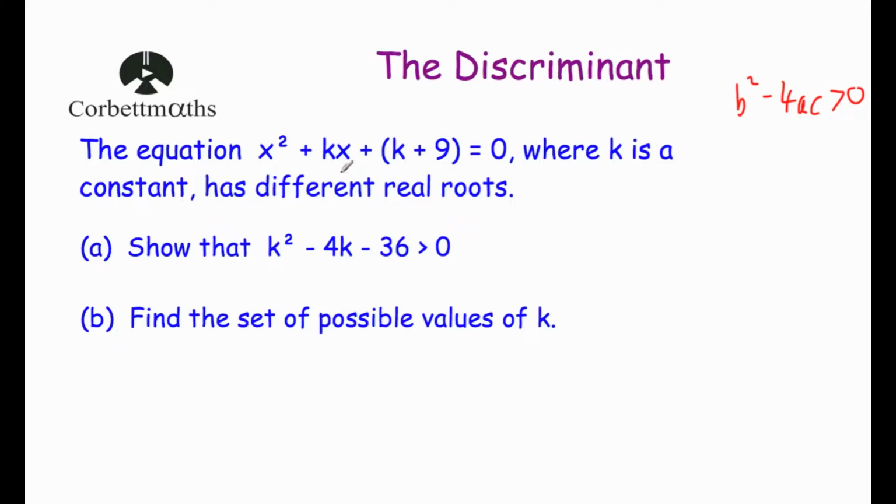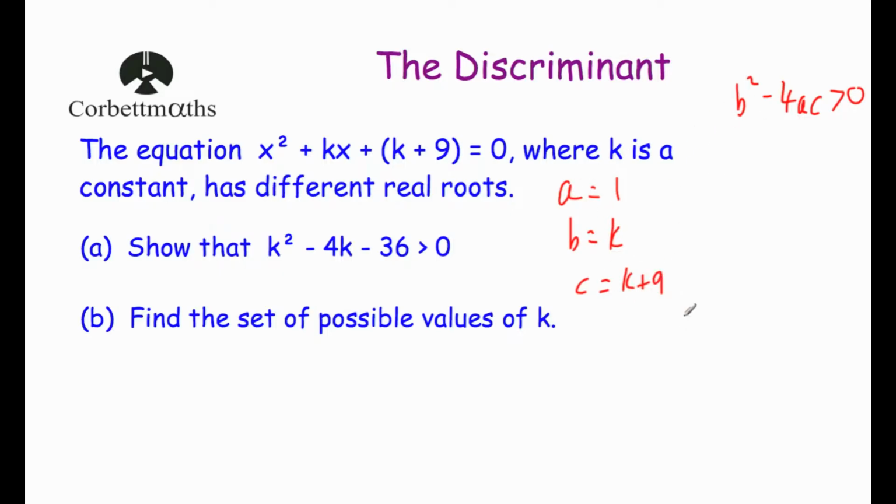So let's write down our values of a, b and c. If we look at our quadratic equation, a is equal to 1, b is equal to k, and our c, our constant, well, we've got k, which is a number, plus 9, so it's going to be equal to k plus 9. And now we know our values for a, b, and c. Let's substitute those into the discriminant.